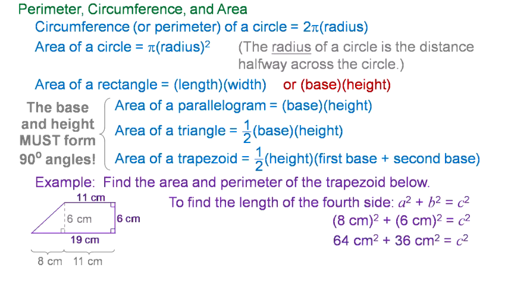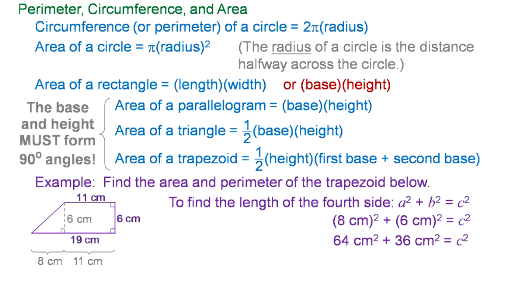I can square 8 centimeters by multiplying 8 centimeters times 8 centimeters. And I can square 6 centimeters by multiplying 6 centimeters times 6 centimeters. This tells me that C squared must equal the sum of 64 square centimeters and 36 square centimeters.